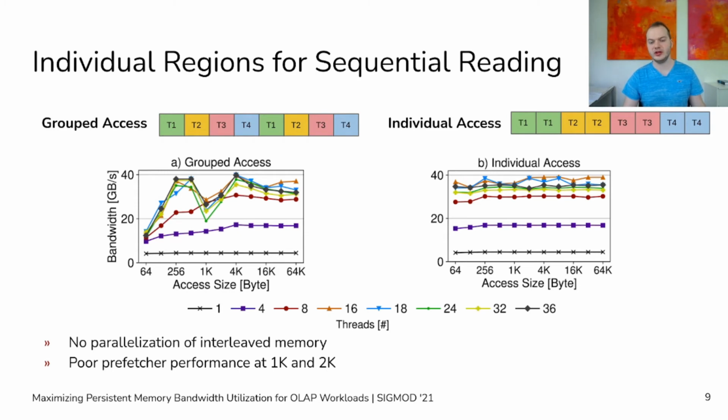Here too, we see the same effect with regard to the number of threads. However, the bandwidth curve is much more even regarding the access size, which makes sense. Due to the individual access patterns, the PMEM DIMMs are accessed in an interleaved manner, thus making the access size irrelevant. Furthermore, the prefetcher does not have any problems in this configuration, which is also beneficial.